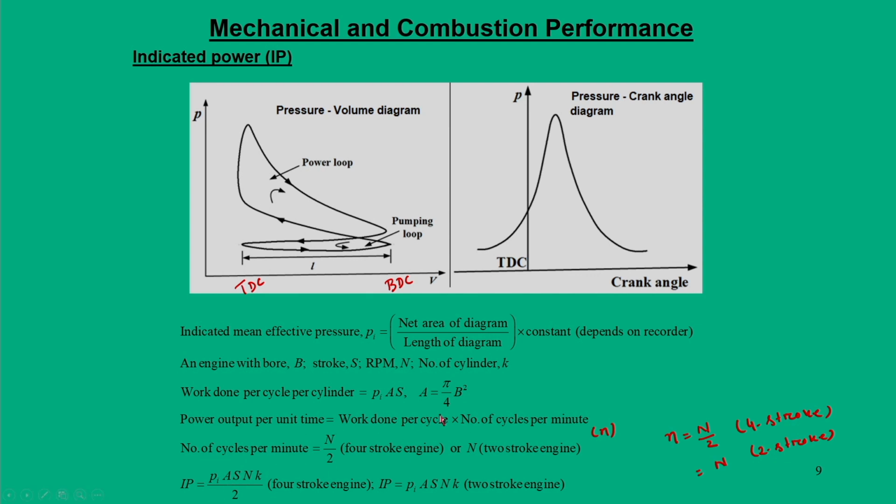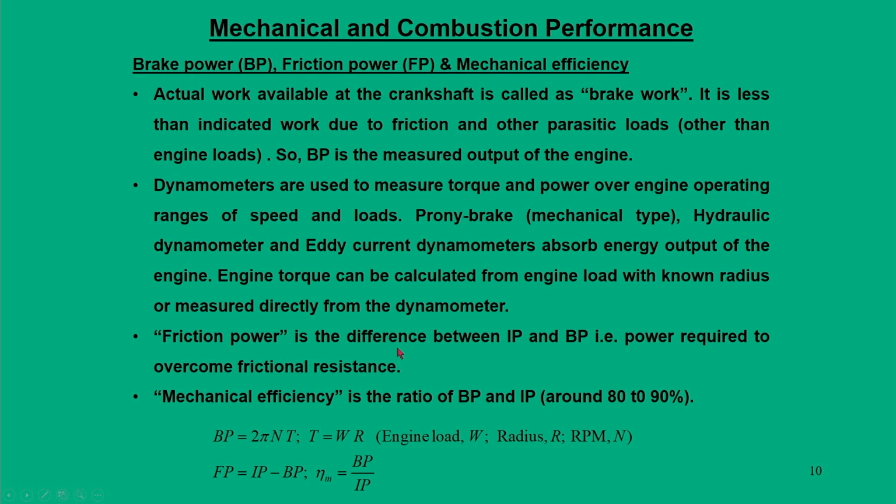So, accordingly, by putting the respective expressions, we can get back the indicated power I p as P I A S n into K, where K is the number of cylinders, and divided by 2 if it is a 4 stroke engine. There is no division by 2 if it is a 2 stroke engine. So, based on this indicator diagram, we are able to estimate the indicated power in terms of indicated mean effective pressure. Then next we are going to discuss brake power, friction power and mechanical efficiency.